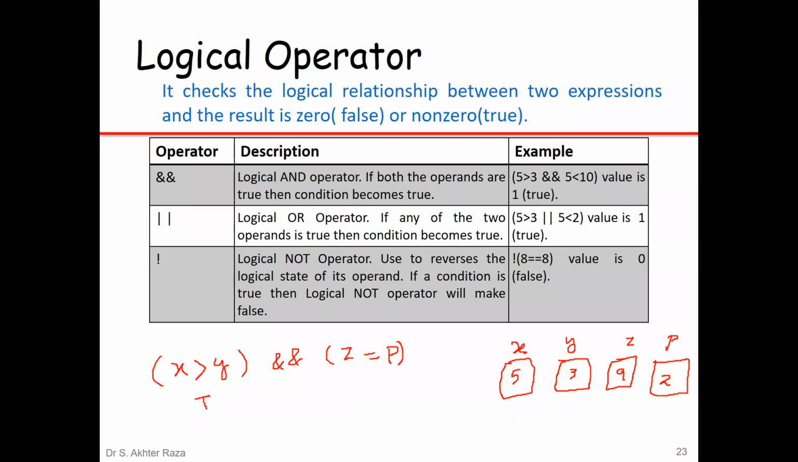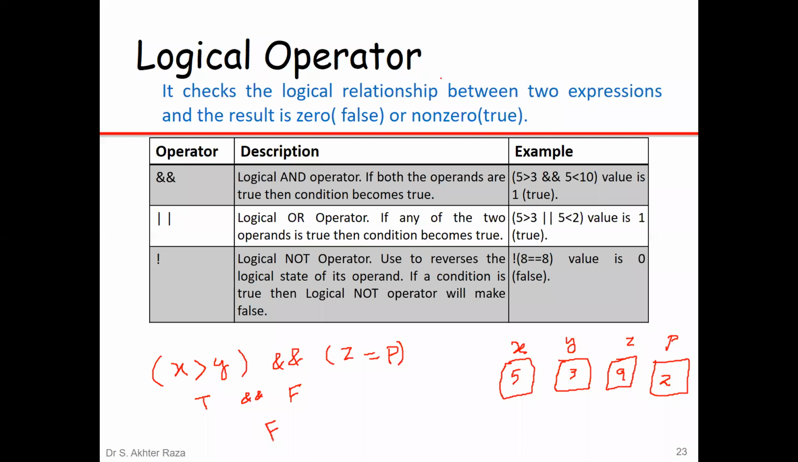I am writing T for true. And now the second condition is to be checked. Z is equal to P. The value of Z is 9. The value of P is 2. So this is not equal to P, so this is false. If one condition is true and the other is false, and says what? And says both should be true. Therefore the overall condition will be false, because true and false becomes false.